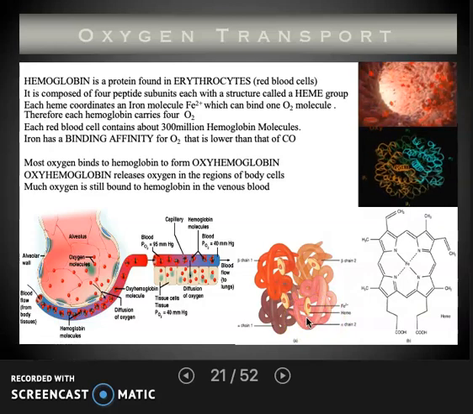As a side note, iron has a high binding affinity for O2, but it's not as high as its binding affinity for CO, carbon monoxide. And that's why carbon monoxide poisoning is so important. Once it binds, it outcompetes oxygen's ability to bind, and then you become anoxic and you die from anoxia.